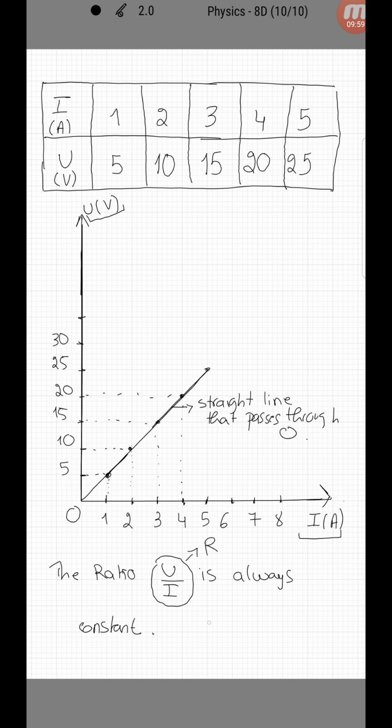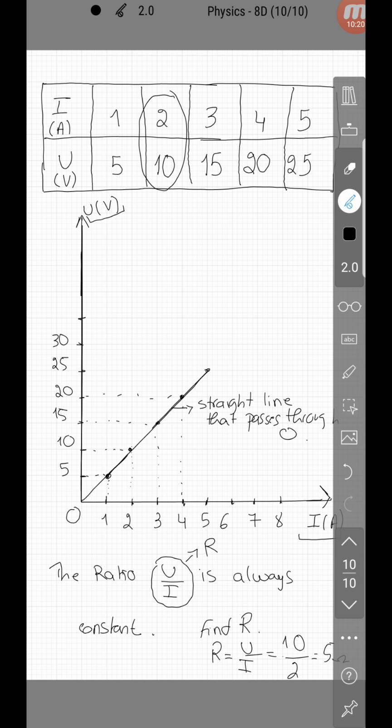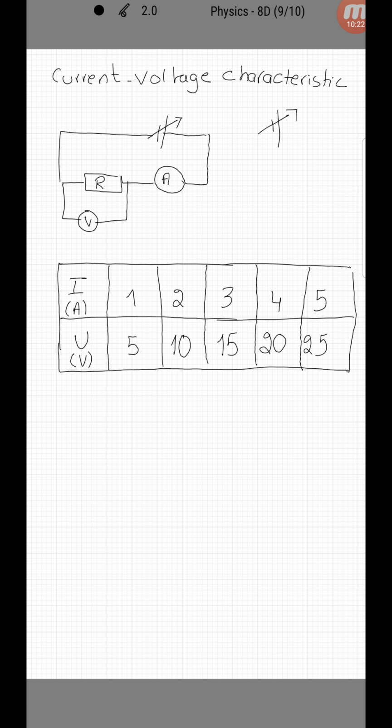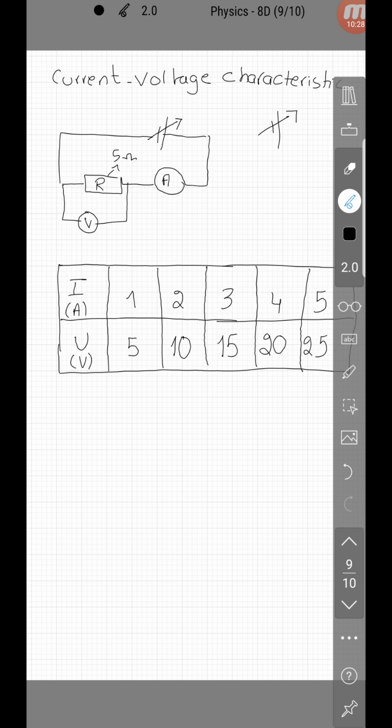So if I take any point and divide U over I, I get the resistance. If I want to find R, R is equal to U over I, take any point. Let's take 10 over 2. Let's take this point: voltage 10, current 2, equals 5 ohms. So R, the resistance of this resistor, is equal to 5 ohms.